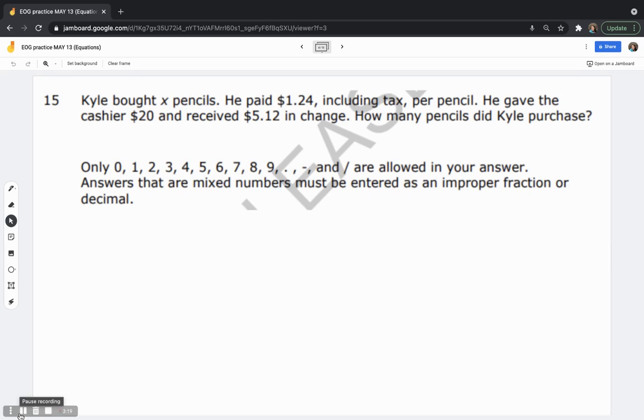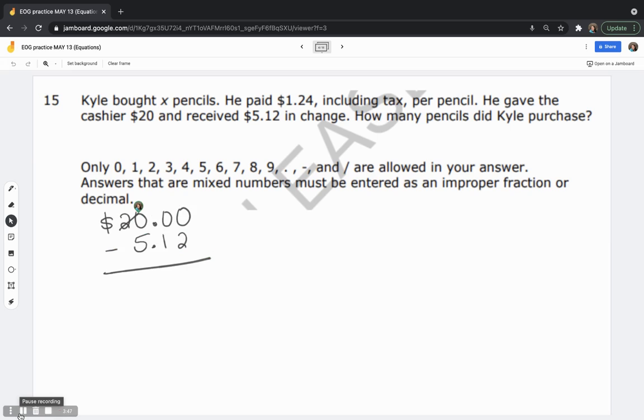Our next question says, Kyle bought x pencils. He paid $1.24 including tax per pencil. He gave the cashier $20 and received $5.12 in change. How many pencils did Kyle purchase? So the first thing I'm going to do here is subtract the $5.12 from 20 so I can figure out how much he spent on the pencils. So $20 minus $5.12. And I'm going to have to borrow here.